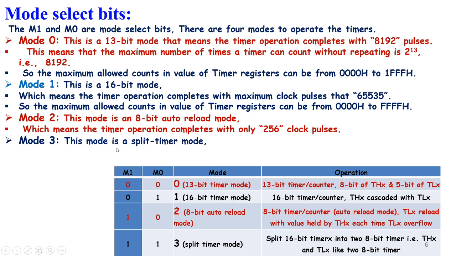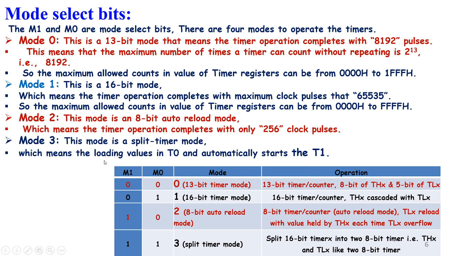Mode 3 is the split timer mode. Here a 16-bit timer is separated into 8-bit timers, which means we can use the higher byte of timer 0 or 1 separately and the lower byte of timer 0 or 1 separately. That is why it is named split mode, which means the loading value in timer 0 automatically starts with timer 1.